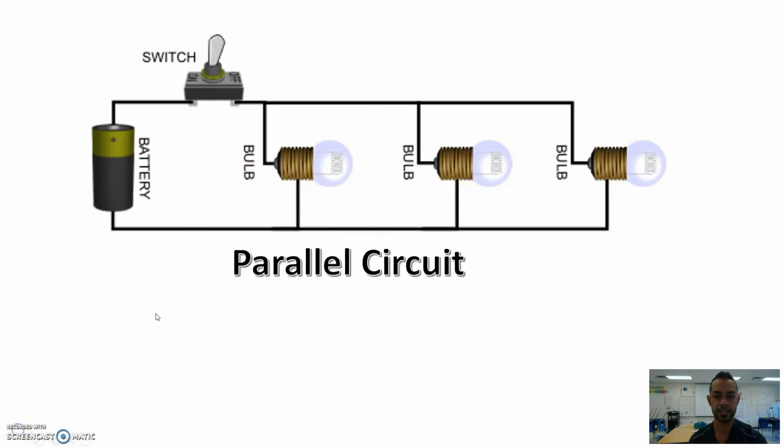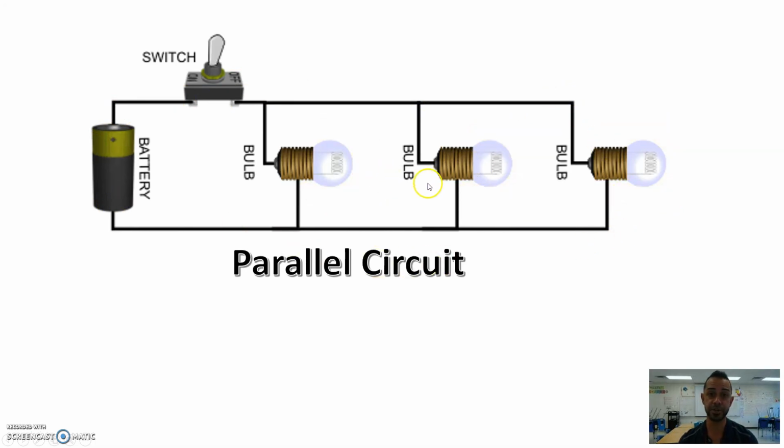Okay? The other type of circuit is a parallel circuit. The difference between a series circuit and a parallel circuit is, in a series circuit, we only have one path in which the electricity is going to flow. But in the parallel circuit, we have more than one path in which the electricity is going to flow, right?